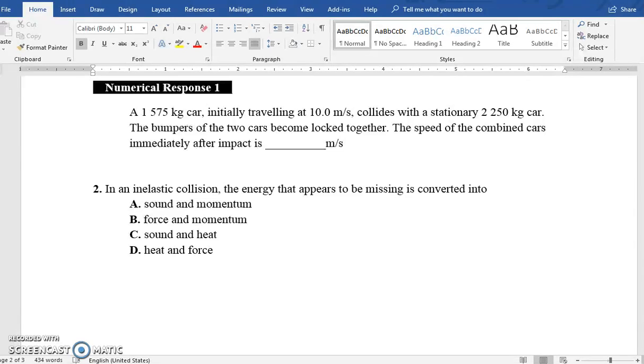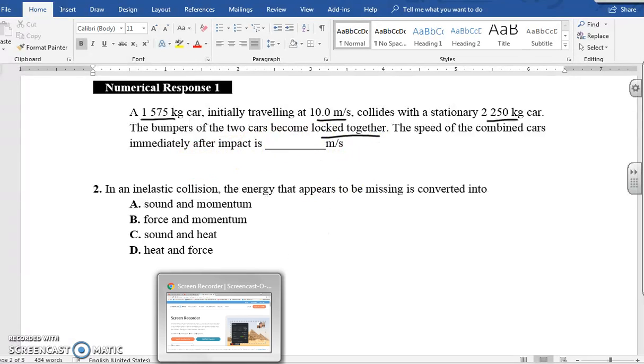Second question here, the numeric response. We've got a 1,575 kilogram car traveling at 10 meters per second, colliding with a stationary car, and they're combining. The bumpers are coming together, and so we've got that combination.